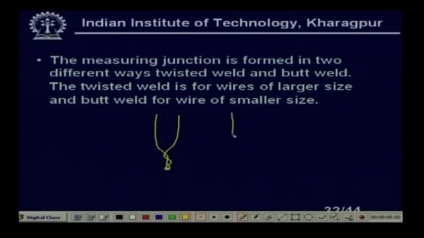Or you can have a butt weld, which will look like this. This is a butt weld. So, there are two types of weld available. The twisted weld is for wires of larger size, and the butt weld for the smaller size. If the wire is small, you can have a butt weld; if you have a twisted weld, obviously the twisted weld has more strength.